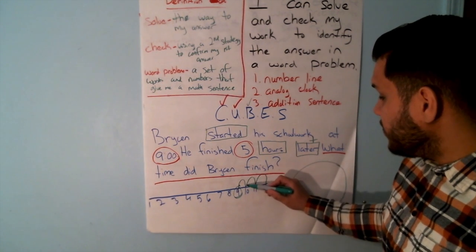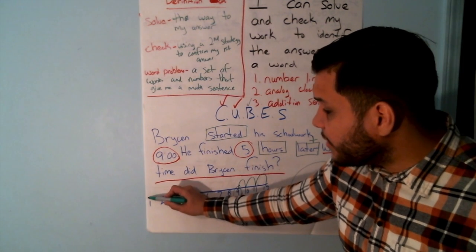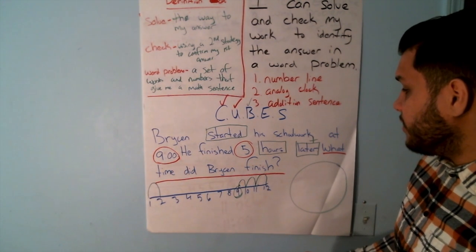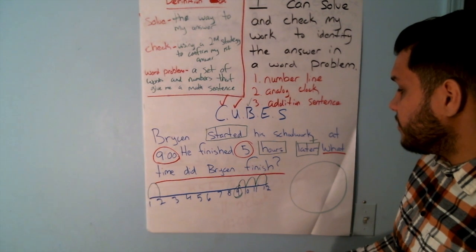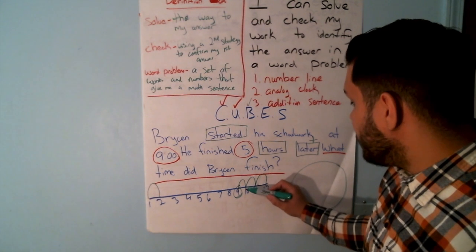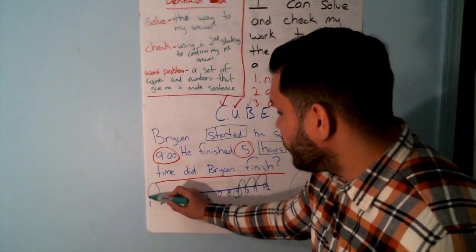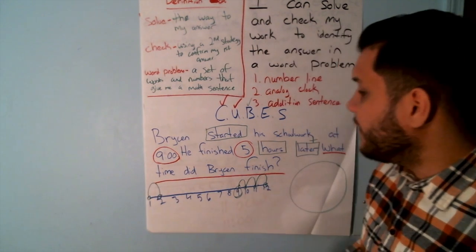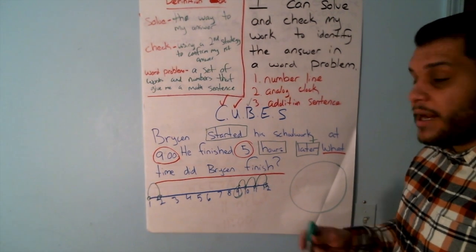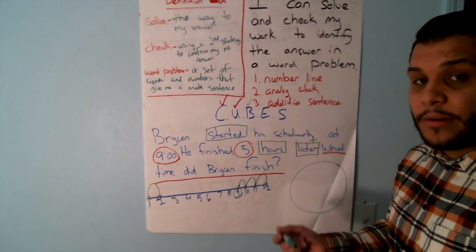I'm going to move 1, 2, 3. I'll stop there. Come here. 4 and 5. Does that look right? How many lines do I have? I have a point here, 1, 2, a point here, 3, a point here, 4, and a point here, 5. Okay, so I moved 5 spaces, but I've never done that before in my number line. This is why checking is so important.